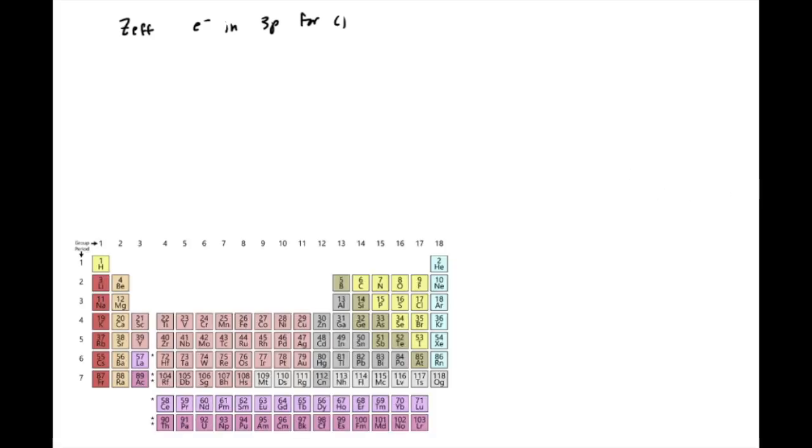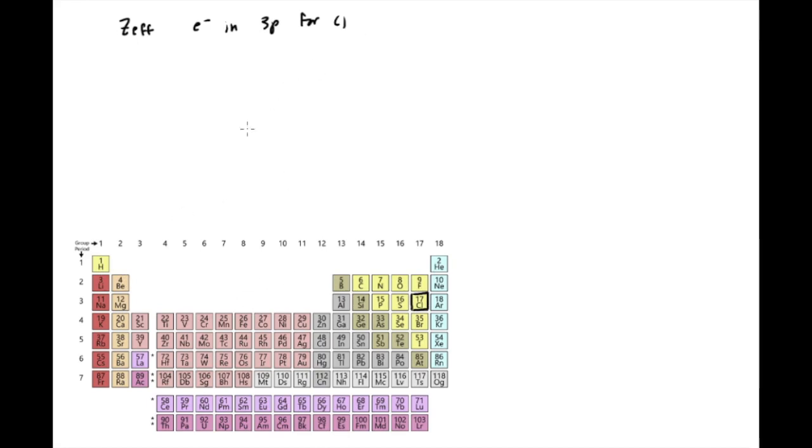So for our first problem, let's say that we need to figure out the effective nuclear charge for an electron in the 3p orbital for Cl. Whenever we figure out the effective nuclear charge, we always want to make sure that we write the electron configuration first, and then from there, this will help guide us in terms of figuring out the shielding contribution for each electron in each energy level. First of all, we know that chlorine is here on the periodic table, and so we can use the periodic table to figure out the electron configuration of it.